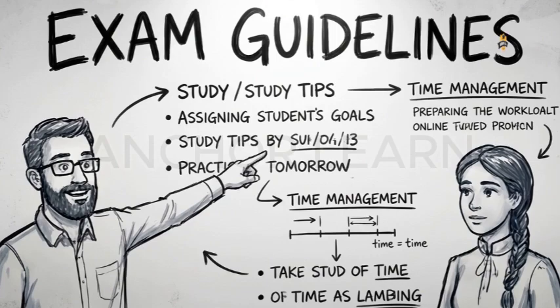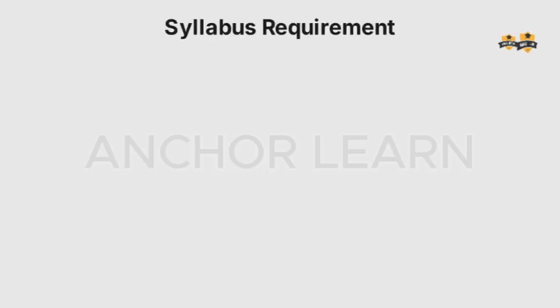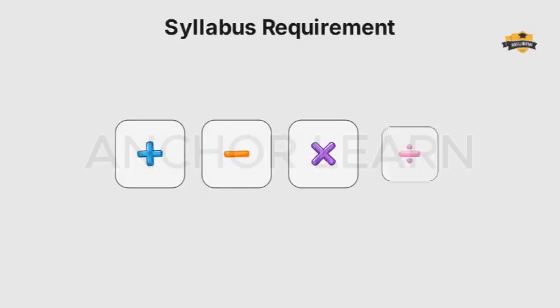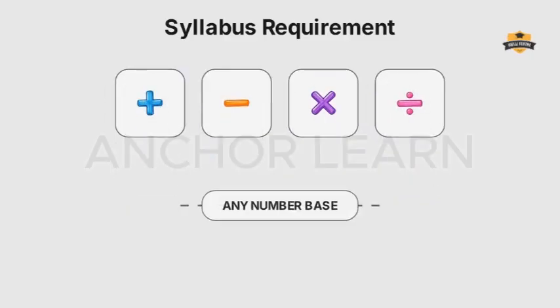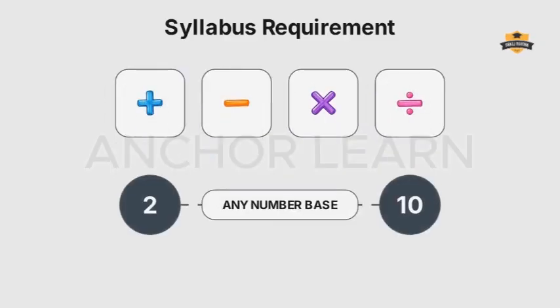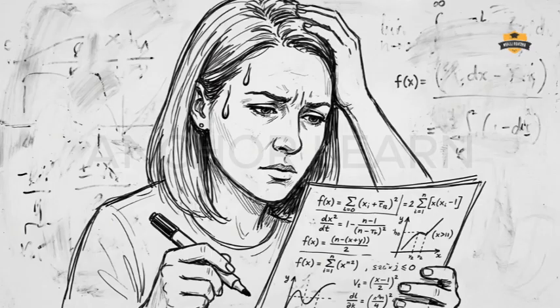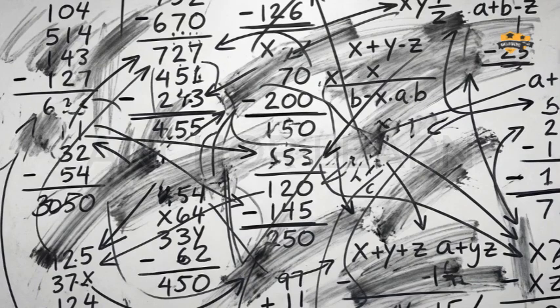Look at the syllabus on the board. We are targeting Section I, Objective 1A. The board's requirement is straightforward. You must be able to perform addition, subtraction, multiplication, and division perfectly across any number base from 2 all the way to 10. Number-base conversions make a lot of candidates nervous. It feels like you are being asked to do math in a foreign language.